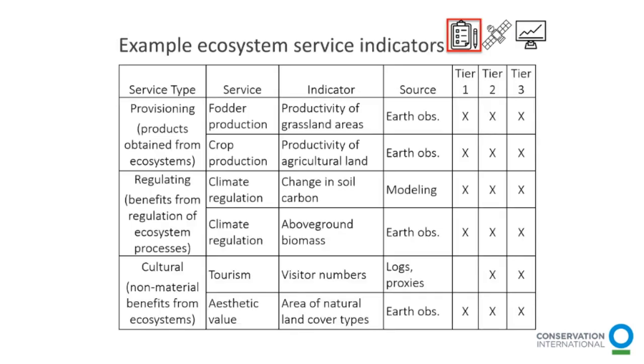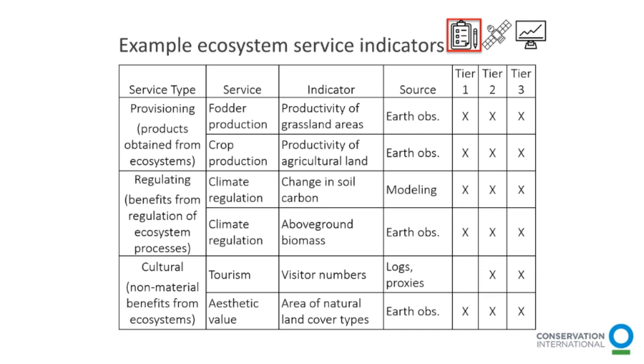So what might these indicators look like? For example, what I just mentioned, you see here on the far left, for service type provisioning, if you're interested in, say, crop production, you might look at Earth observation data as a proxy to assess productivity of agricultural lands. And we've listed that within tiers 1, 2, and 3, because given that it can be assessed directly with Earth observation data, it's something that could be applicable across scales.